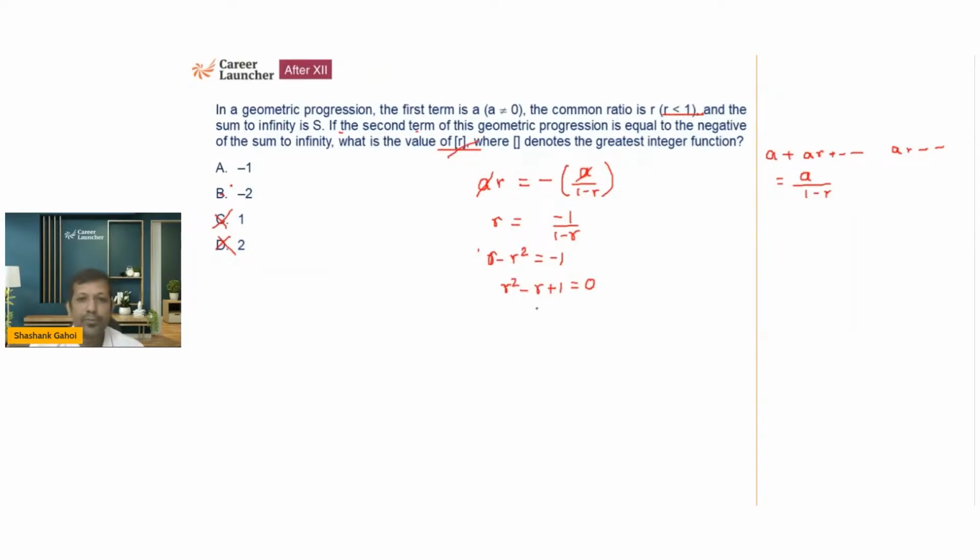Now, what I can do in this: the second term of this geometric progression is definitely going to be AR. Okay, so I'm going to solve this. So R is going to be minus B plus minus root of B square, that is 1 minus 4 into 1 into C, divided by 2A.